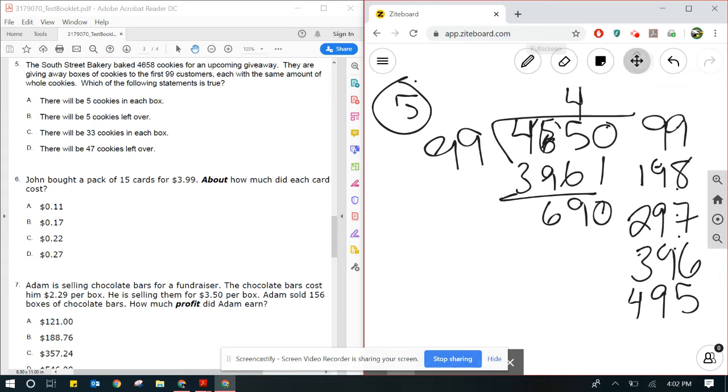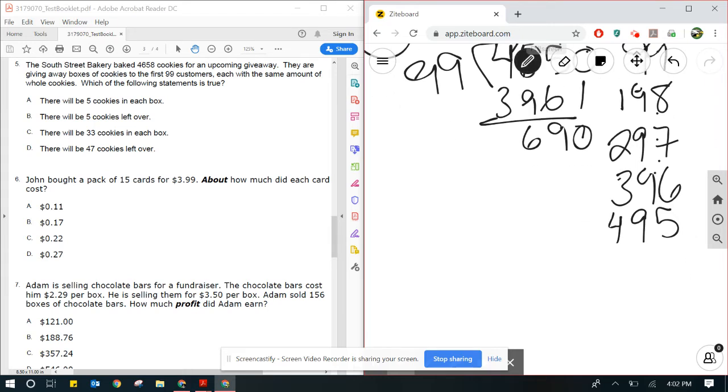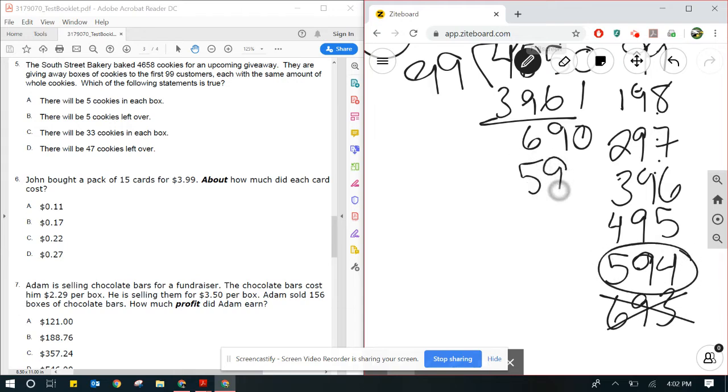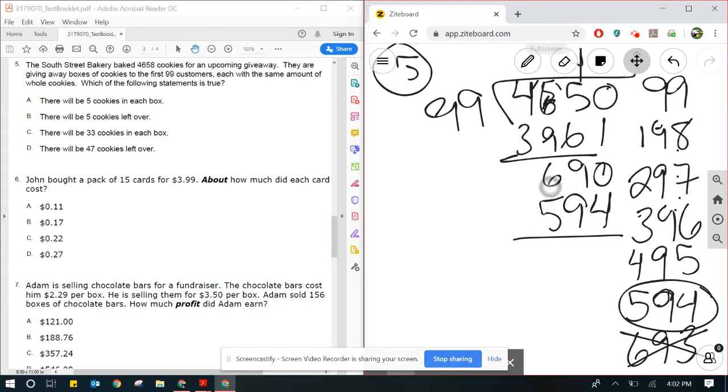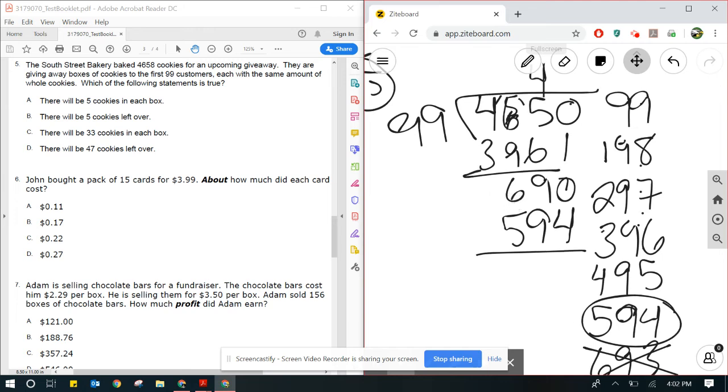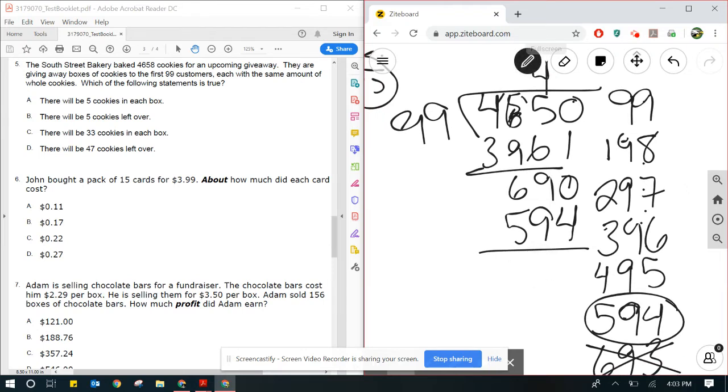So we keep going on our skip counting. So I've got 495. That's going to be 594 and then 693. So if I look over here, 693 is too big. So we've got 594. And if I subtract this, I'm going to end up with a very large number. So I'm going to end up with 95, I think.